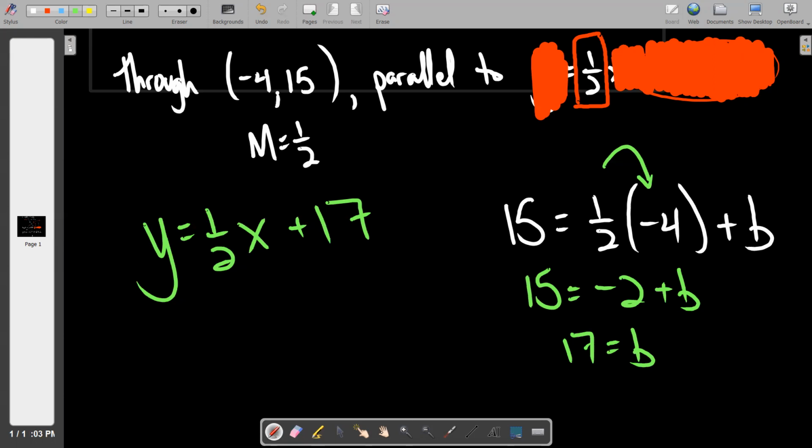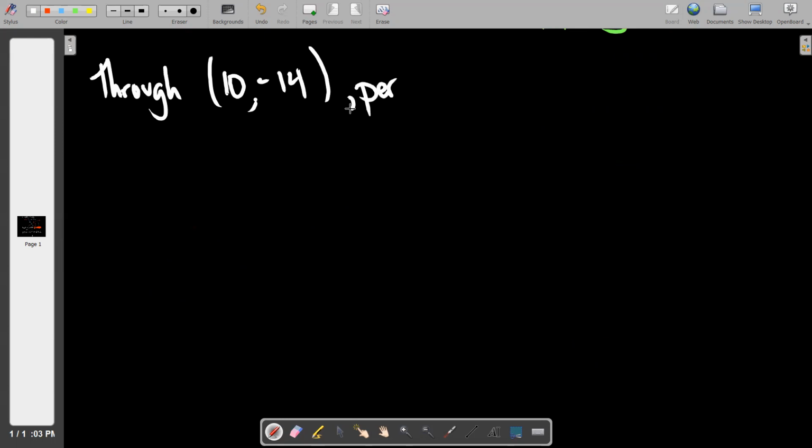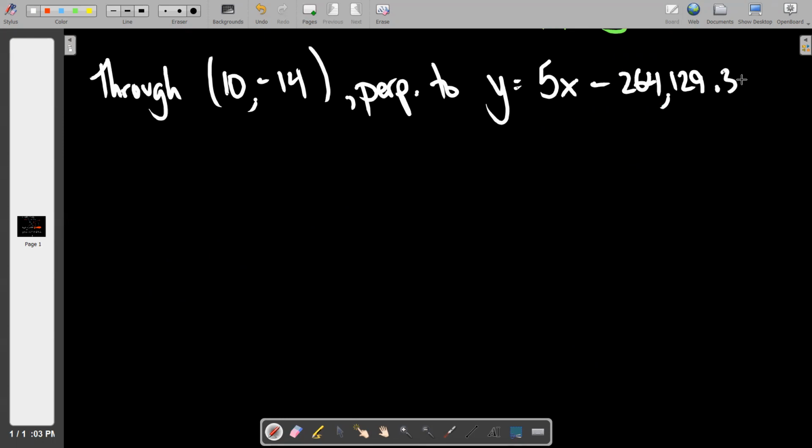All right, let's do another one. This time, let's write the equation of the line that passes through the point (10, -14) and is perpendicular to the line y equals 5x minus 264,129.36 with the 6 repeating.